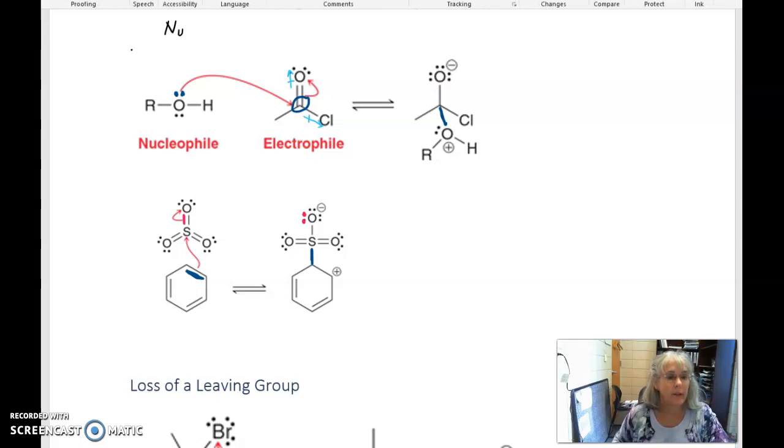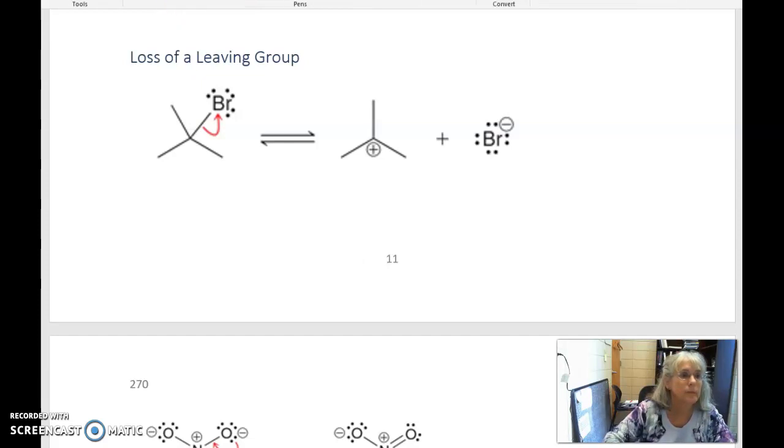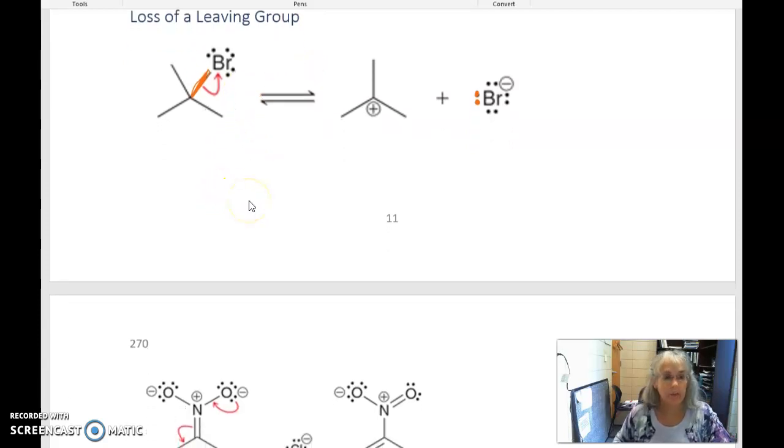We can also have loss of a leaving group. Let me get it down here so I can. So here we've got electrons that are attaching this carbon to this bromine, and they are being transferred to make a lone pair. They end up over here. One of our lone pairs are the electrons that used to be shared, and that leaves this as a deficit. Now that is shown with just 1 arrow.